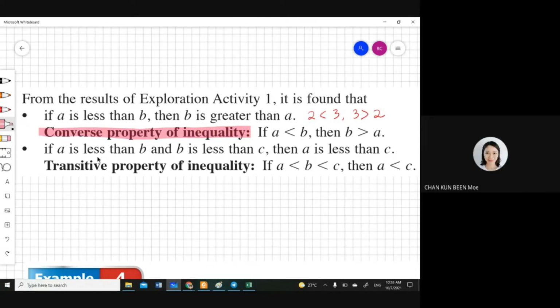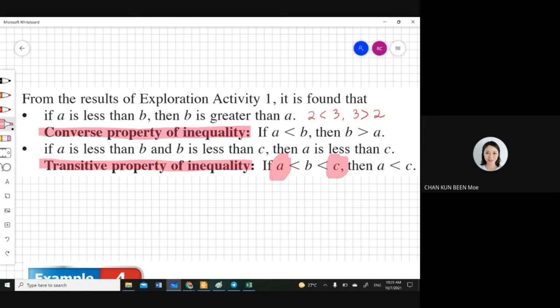If A is less than B and B is less than C, like this, then A is less than C. So you compare the first one and the last one. So A is less than C. We call this the transitive property of inequality. Okay, these two, so you remember the word. The first one is the converse property. The second one is the transitive property, meaning transitive, something like it skipped the middle.